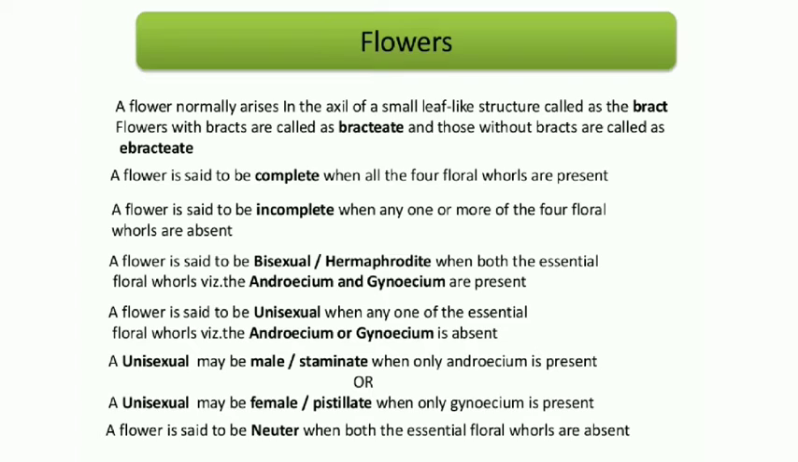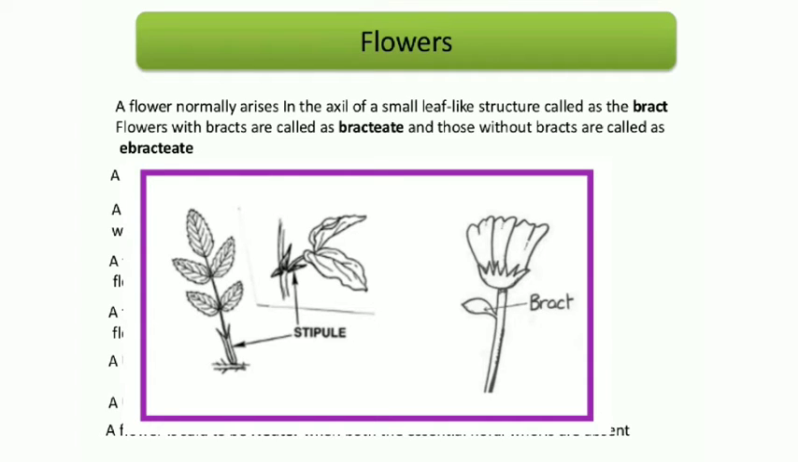Here there are various classification systems of the flower, meaning based on morphological characters we can classify flowers in various ways. First type of classification: a flower normally arises in the axil of a small leaf-like structure called the bract. Hope you remember the stipules, two small leaf-like structures arising at the base of the leaf. The small leaf-like structures present at the base of the flower are called bracts, right. If the flower contains a bract, it is called bracteate. If the flower does not contain a bract, it is called ebracteate.